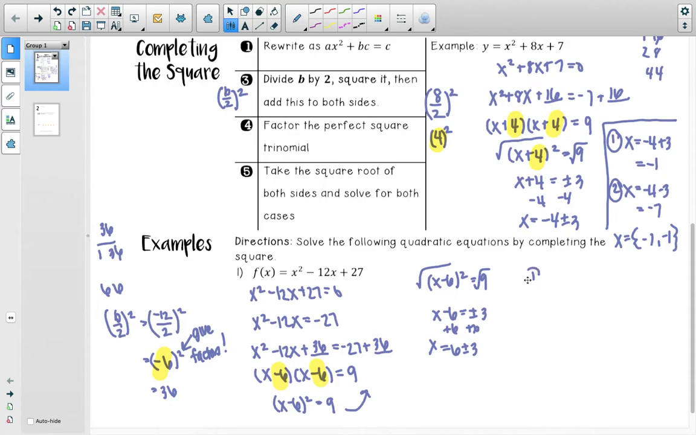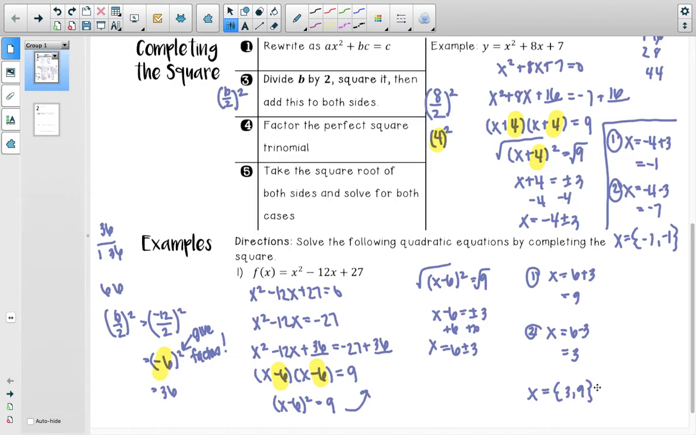All right, so then we get our first answer, and I'm going to get that by taking 6 plus 3, which is 9, and our second answer, which we're going to get by taking 6 minus 3, which is 3. So the 2 answers are 3 and 9, okay?